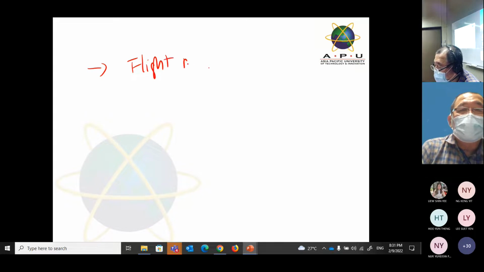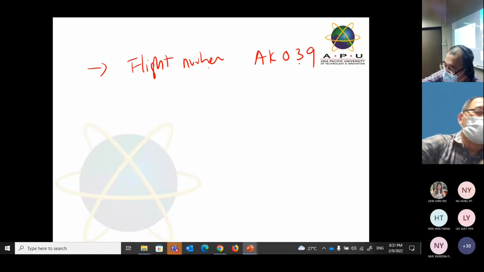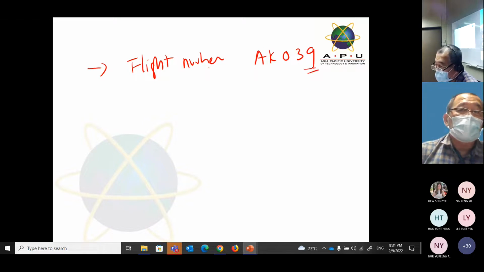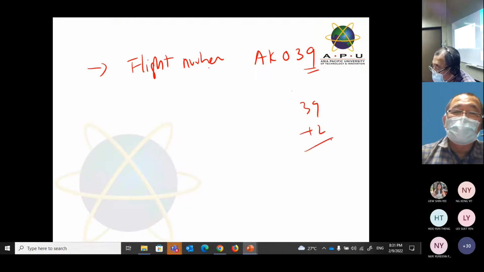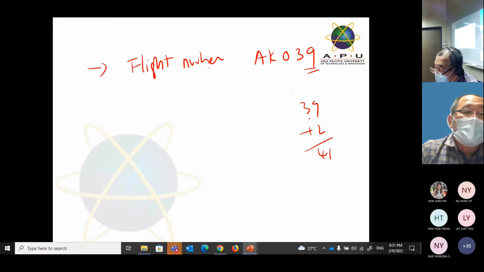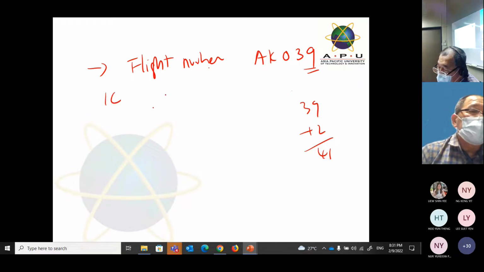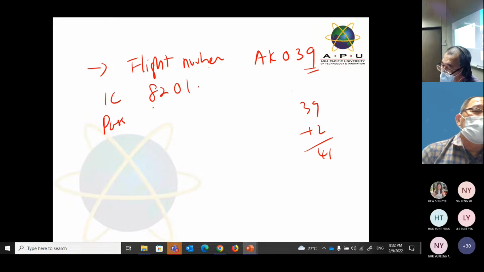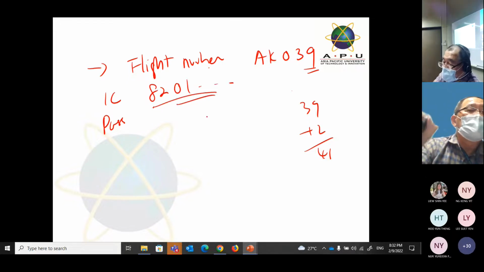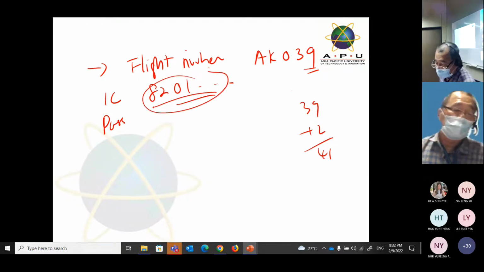Example, the flight number. Let's say AK 039, just as an example. The 39 has no meaning. This is a number, but you cannot take 39 and then add 2 to get 41, which has no meaning. Your IC number is also meaningless, including your passport number. Maybe 8201 something, but here it is meaningless. You cannot do calculations based on this number.